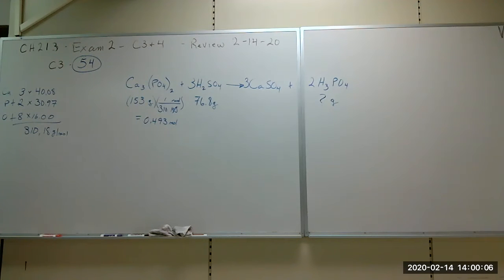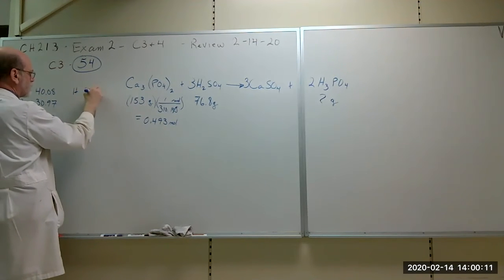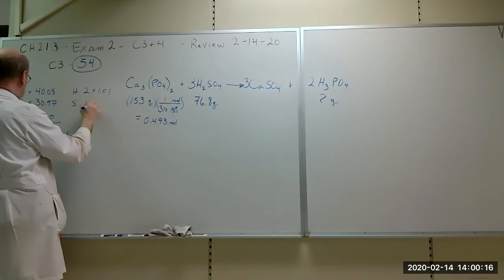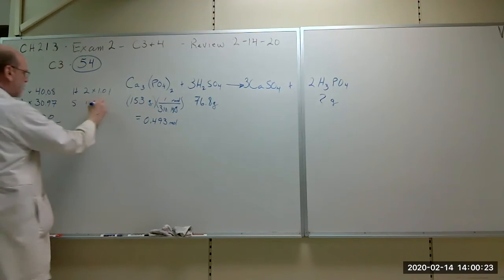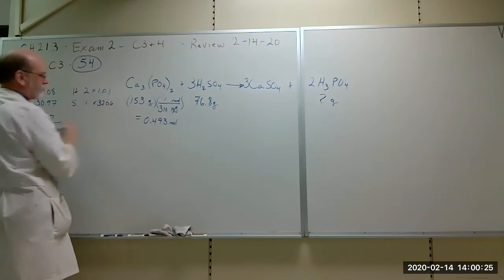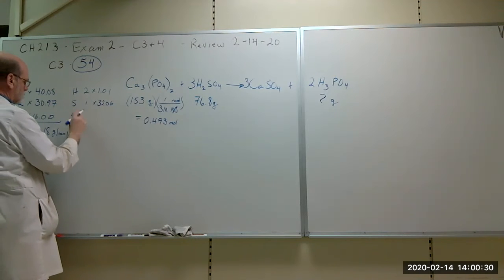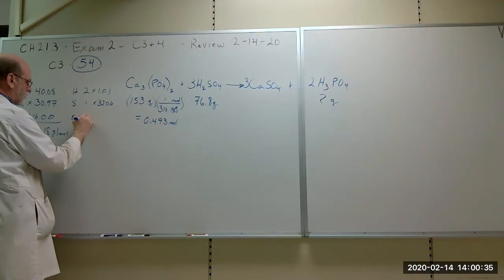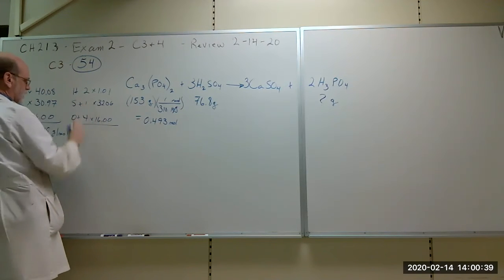Okay. Now we need to do sulfuric acid. So 2 hydrogens, 1.01, and 1 sulfur. Sulfur is 32.06. Okay, and 4 oxygens. Right, then we can add these together.